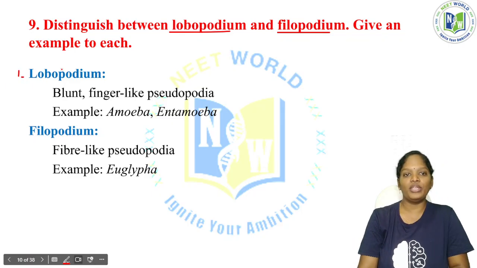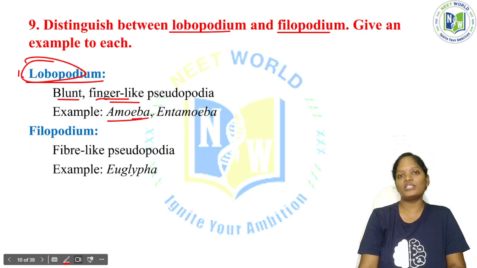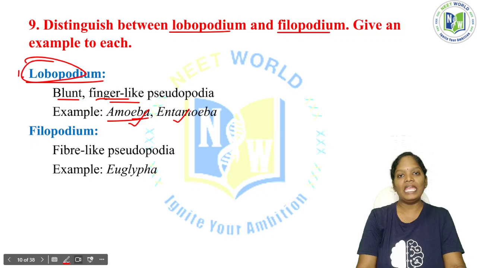lobopodium and filopodium. Okay, so the lobopodium is a blunt, finger-like pseudopodium. It looks like lobes. The pseudopodia in lobopodium look like lobes. And the example: the finger-like pseudopodia called lobopodium are present in the amoeba and the entamoeba.